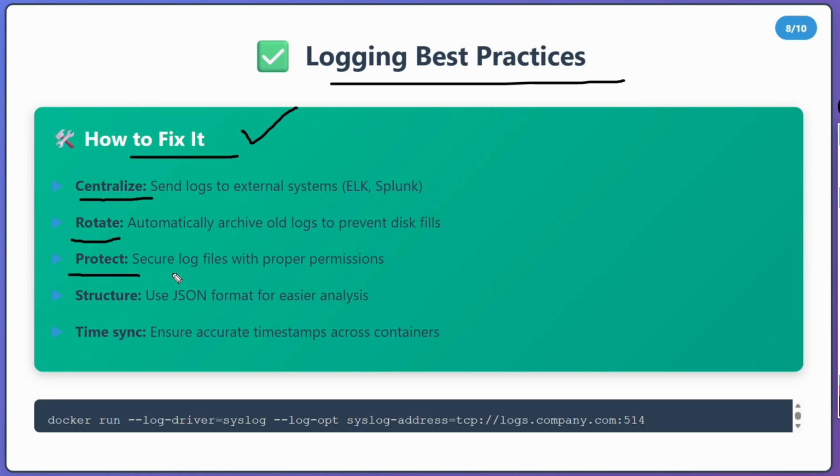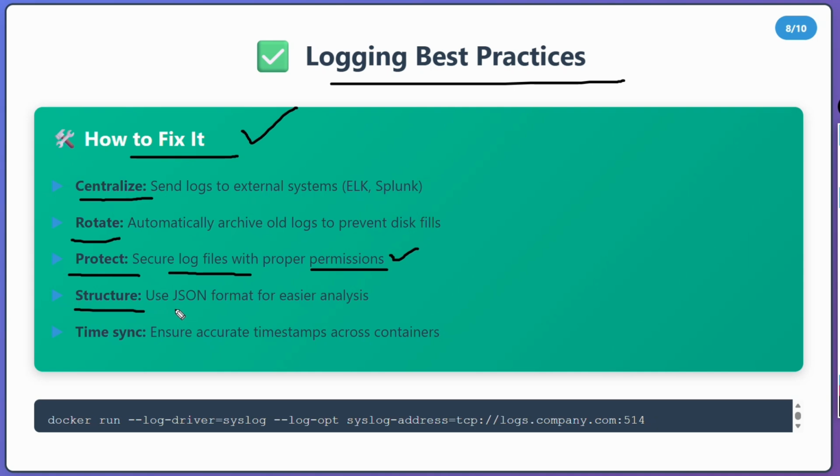The third point was we need to protect those logs also, securing the log files with proper permissions, like read-only permissions for most users, so they are protected from tampering by unauthorized or external users. By providing proper file system access, you can control this protection mechanism.